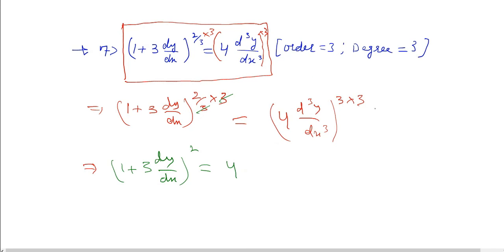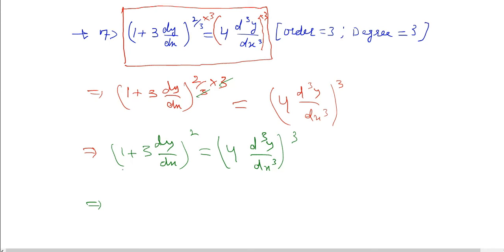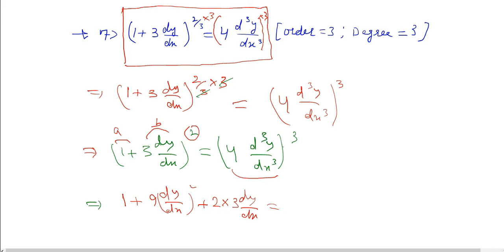Oh, sorry, here is only one term, right? This term, 4 d cube y by dx cube, whole power 3, right? So what are we left with? This is a plus b whole square, a plus b power 2, which is a square plus b square, 3 square is 9 dy by dx whole square, plus 2ab, 2 into 3 dy by dx is equal to, now let's distribute this power to the individual terms. Here we get 4 to the power 3 multiplied by d cube y by dx cube power 3, right?